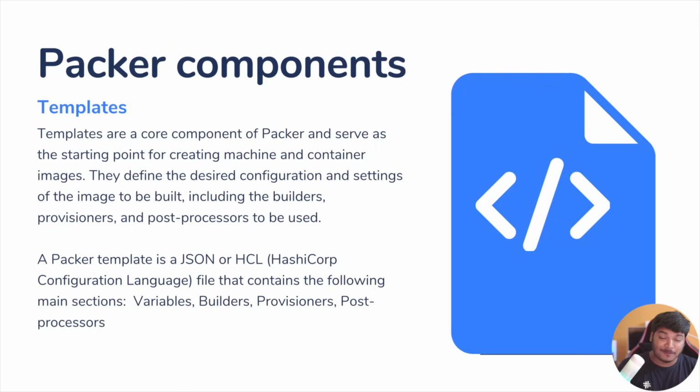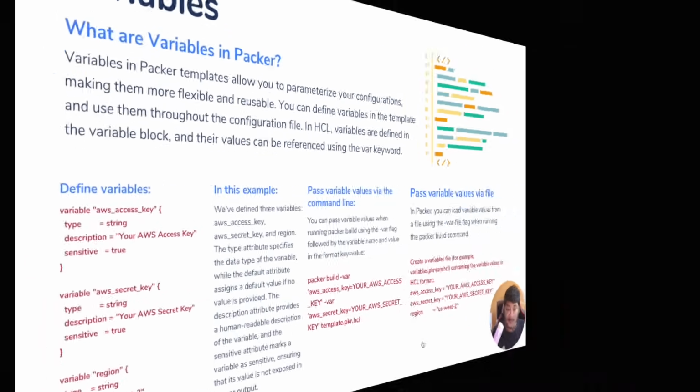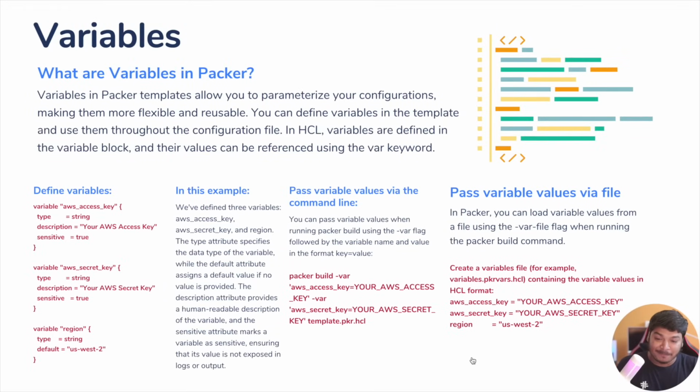Now, let's learn about the very first thing, which is variables. Okay, so what exactly is a variable? A variable in Packer templates allows you to parameterize your configurations, making them more flexible and reusable. You can define variables in a template and use them throughout your configuration files. In HCL, variables are defined in a variable block, and their value can be referenced using the var keyword. For example, you can see here we are defining variables: variable AWS access key, variable AWS secret key, and a region variable.